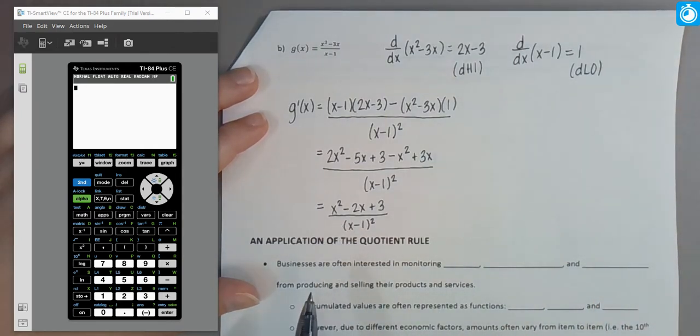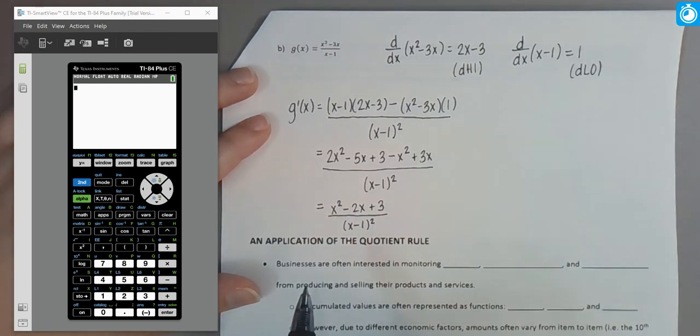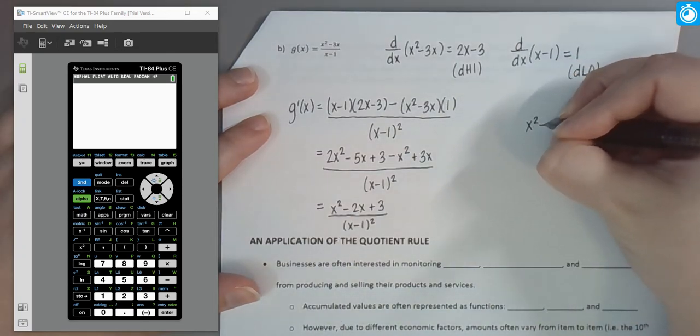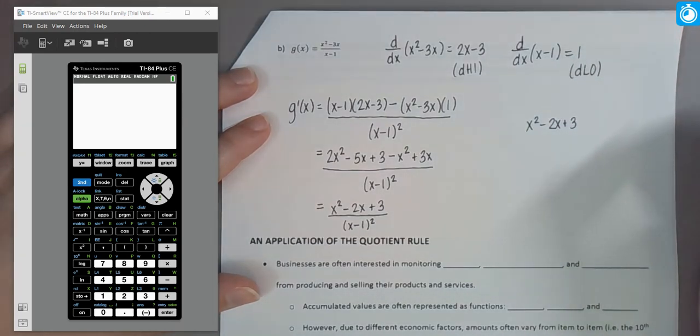Are we done? Are we not done? Well, the numerator can't be simplified any further in terms of combining like terms. But again, we need to explore the option that potentially, if the numerator were in a factored form, it might reduce one of the factors in the denominator. So to be sure, let's go over to the side and let's just look at the numerator by itself. We need to see if this numerator factors.